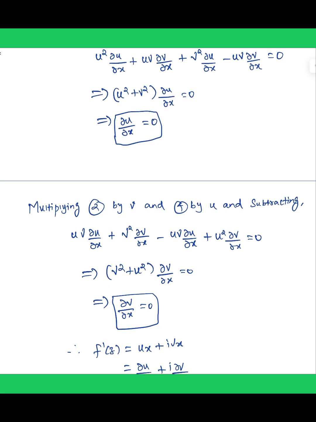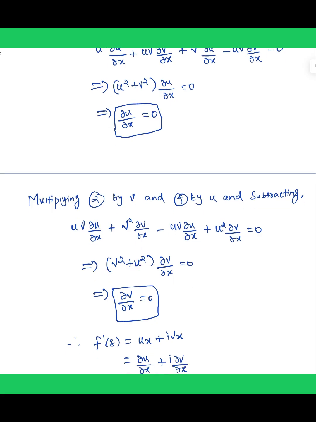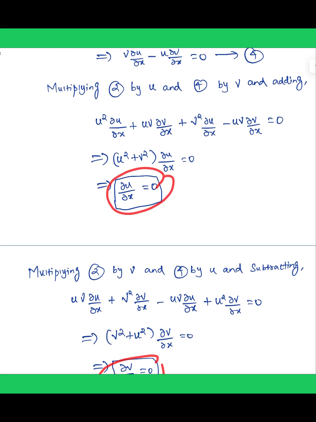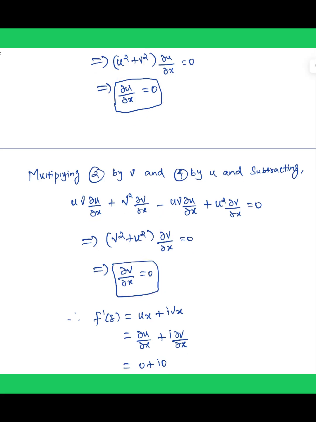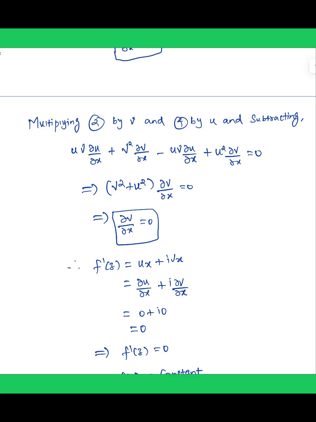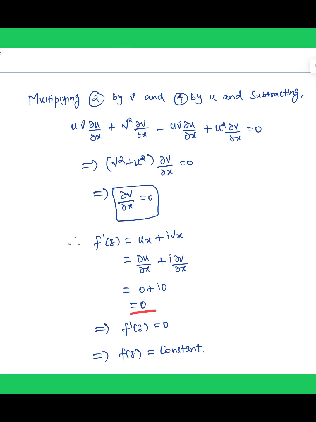Since v² + u² is not equal to 0, this ∂v/∂x is 0. So we got ∂u/∂x is 0 and ∂v/∂x is 0. So we know very well that f'(z) is ux + i vx, that is ∂u/∂x + i ∂v/∂x. And as we proved that ux is 0 and vx is 0, both are 0. Therefore f'(z) is 0.